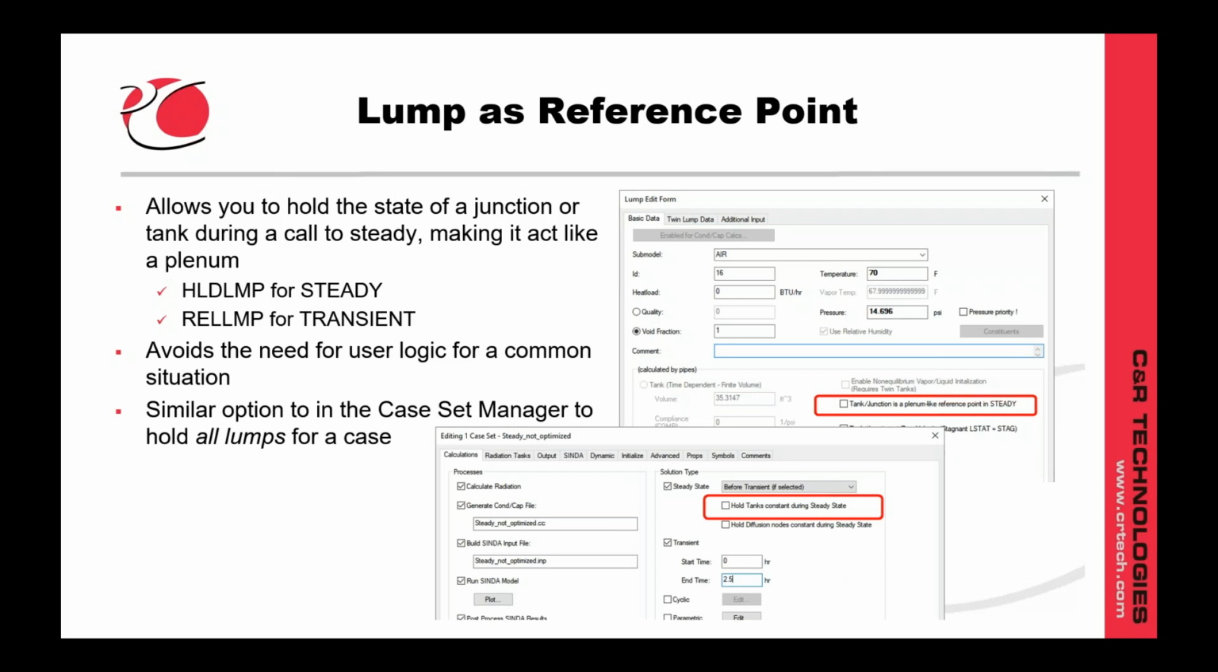We've also included a similar option in the case set manager. However, with this option, it will hold all lumps for a case. This is useful when you need to hold an entire fluid submodel or entire fluid model constant while you initialize the thermal models. There's a similar option to hold all thermal nodes in the boundary state. I believe that was also added in version 6.1.